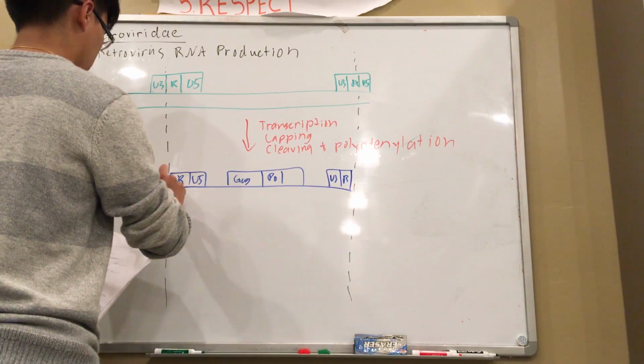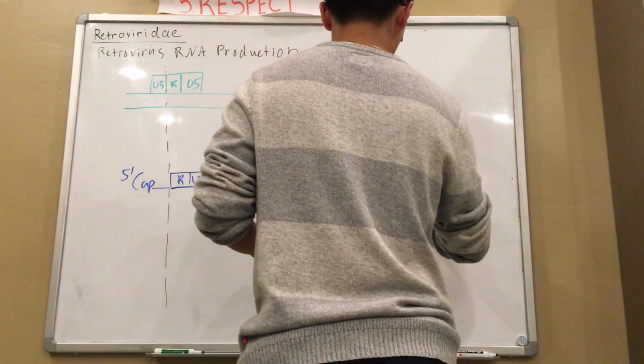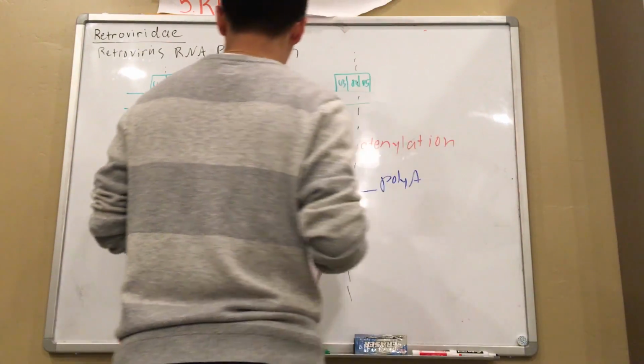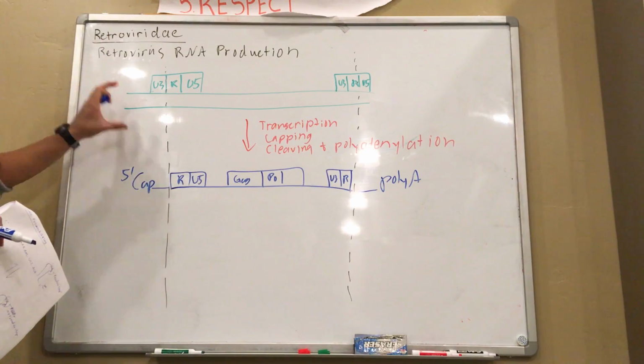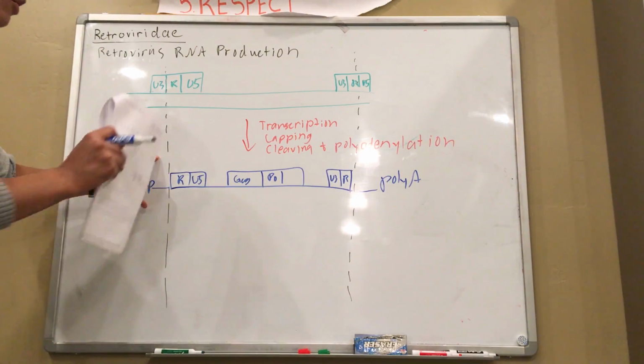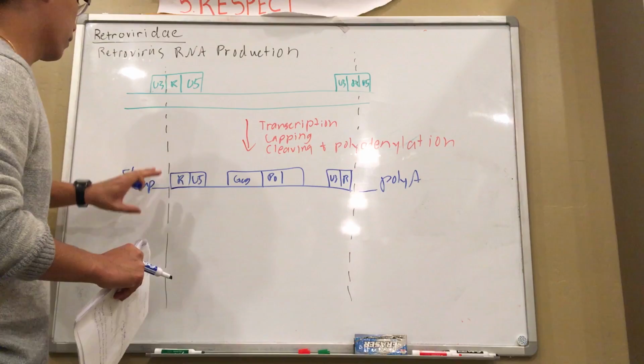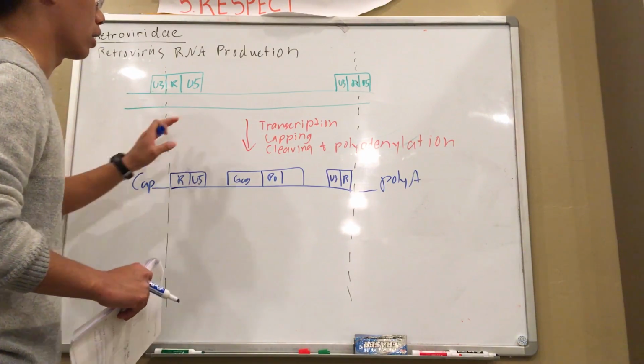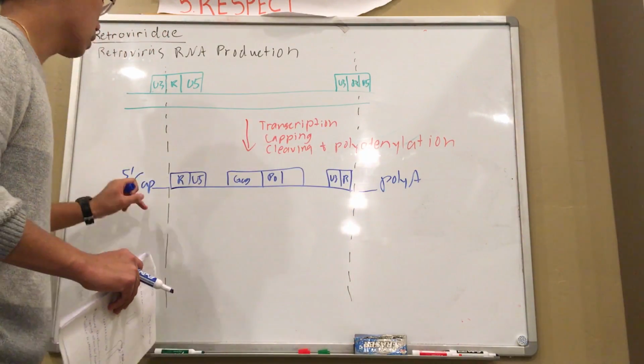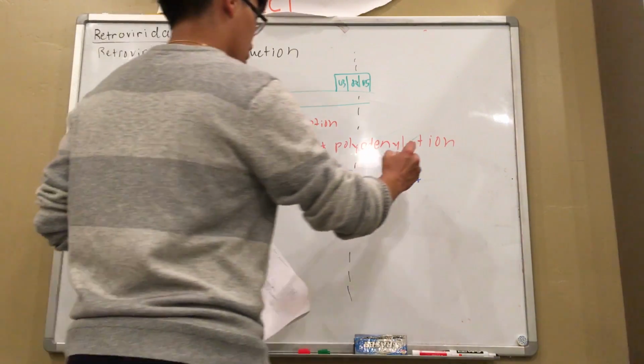You have the cap here, 5' cap, poly A. You see, when it's going from the double-stranded DNA back to its original genome form when it's transcribing, it cuts out on the 5' side the U3, and on the 3' side it cuts out the U5. It caps it and polyadenylates it.